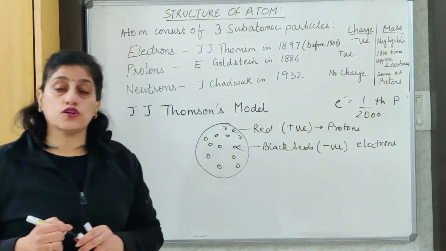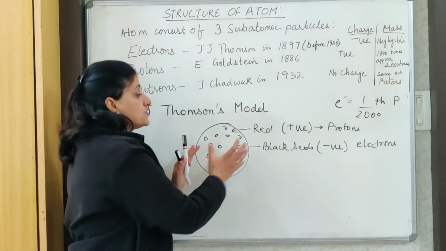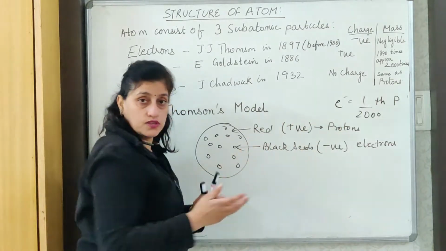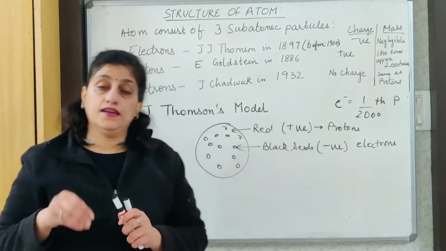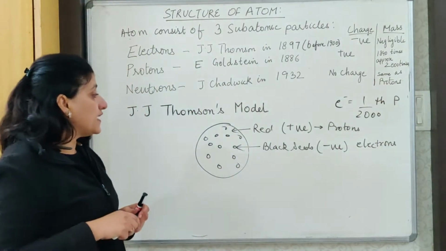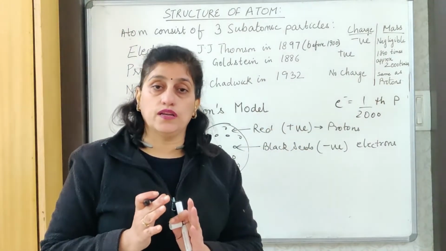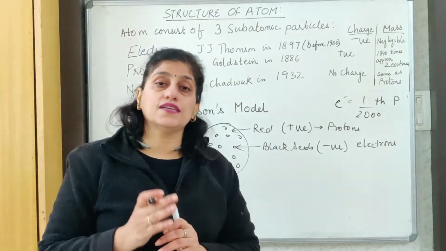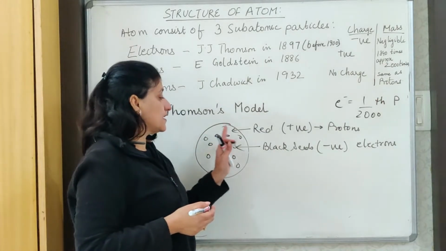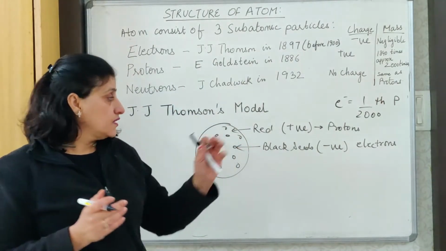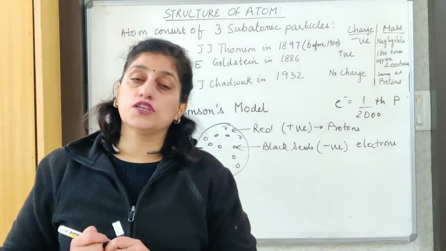So this is what JJ Thomson suggested, that an atom consists of a sphere of positively charged protons in which the negatively charged electrons are embedded. And he also suggested that the amount of positive charge and negative charge is equal. Both being equal results in the atom being neutral. So he concluded that the positive charges and the negative charges are equal in amount, and thus the atom becomes neutral.